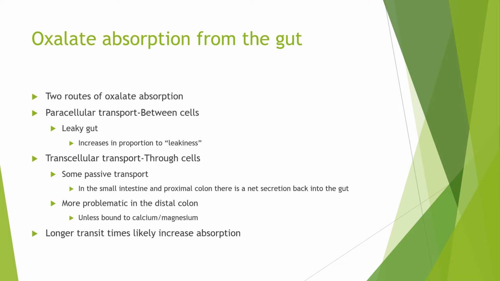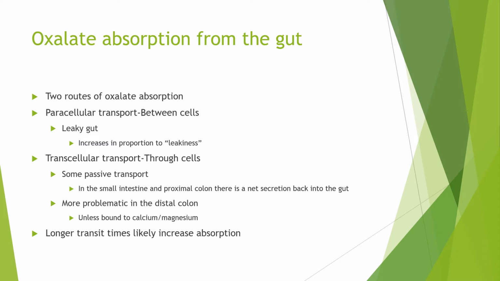There are two primary routes of oxalate absorption. First, there is paracellular transport, paracellular meaning between cells. This is what we see when we have quote-unquote leaky gut, increased intestinal permeability. Effectively, oxalate is able to pass between cells because we don't have appropriate levels of tight junction proteins holding the cells together. This increases in proportion to the leakiness, so the more leaky your gut is, the more oxalate you're going to absorb.